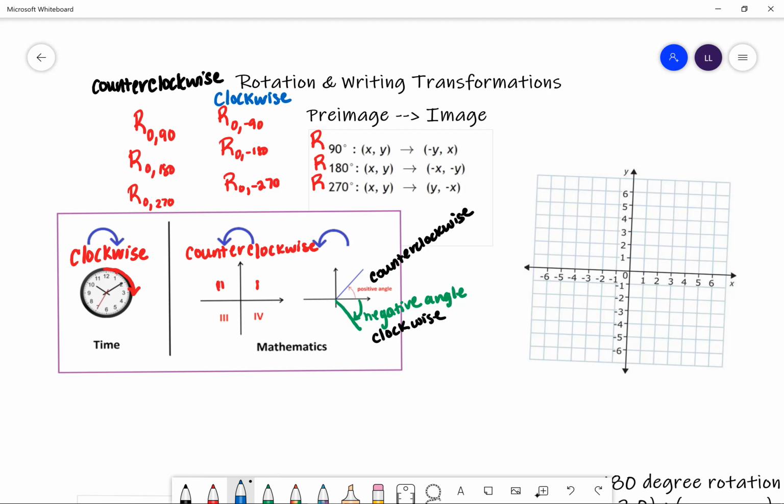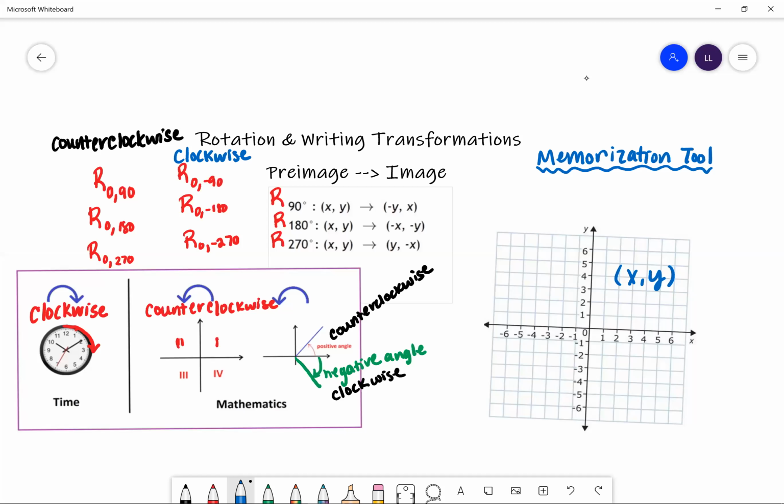Okay, now I also use that information to help me remember which direction I'm going in, like how to remember the rules. So I'm going to give you a little trick on how to remember the rules. Let's pretend we're starting in the first quadrant, right? In the first quadrant, the x coordinates are positive, and the y coordinates are positive.